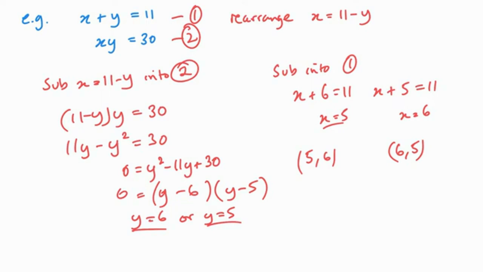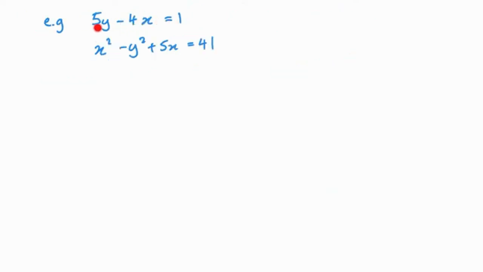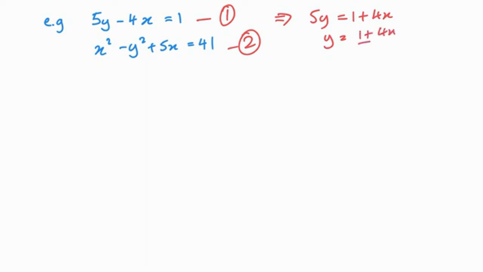Let's look at another example. Now again, you can see here's my linear equation, here is my quadratic equation. Okay, so labeling them, I want to rearrange my first equation to make it either x equals or y equals. Now in this case, I'm going to rearrange it for y, as that makes the most sense, keeping things positive. And there we have it. Now I need to substitute that into equation 2.